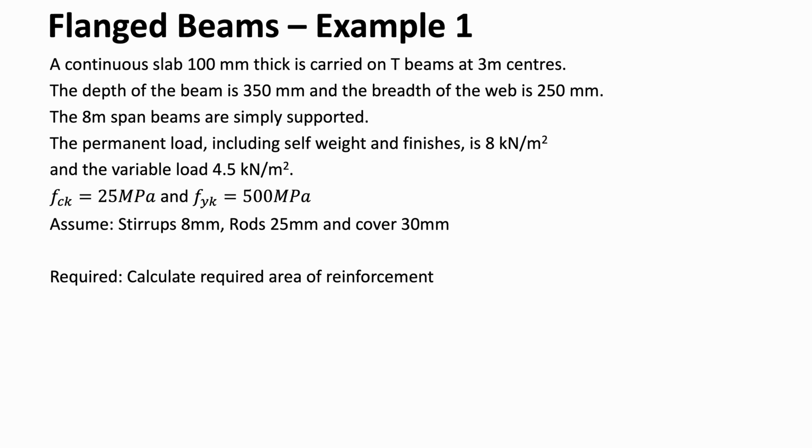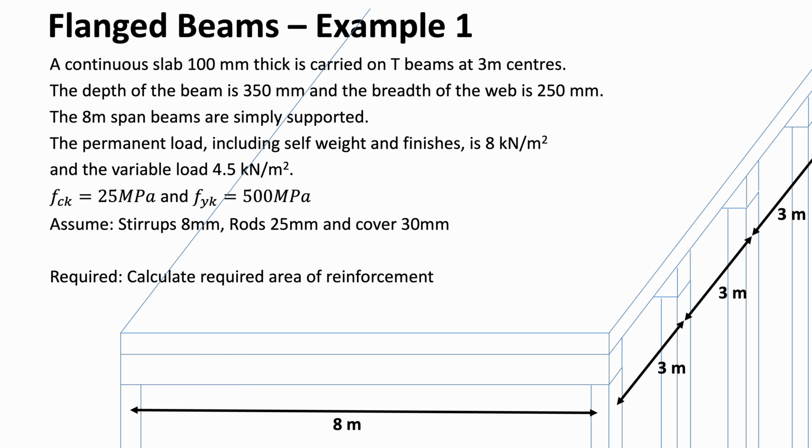So, in practice, what does this structure actually look like? Let's have a look at a rough sketch. So we can see here a slab sitting on beams. The beams are spaced at 3 meters center to center, and the beams themselves sit on these two columns at either end, making this simply supported, and that is 8 meters.